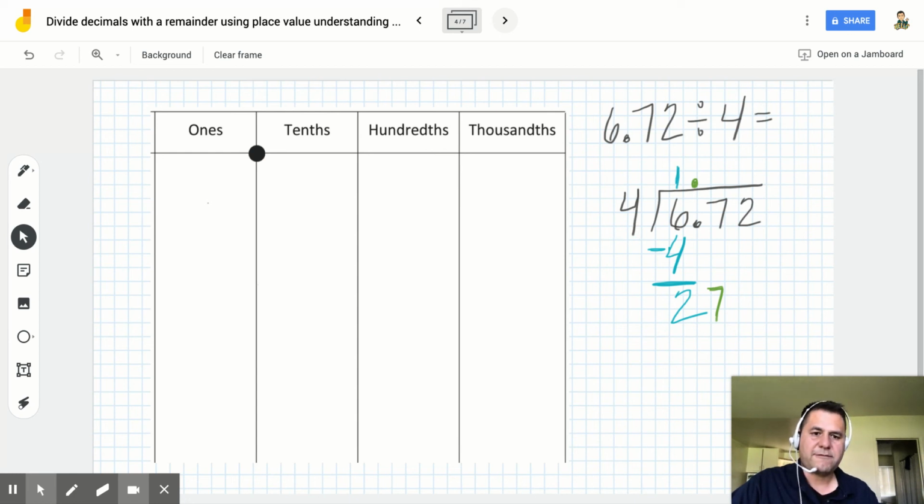Well, I know that 4 times 6 is 24. So 6 would be best, since 4 times 7 is 28. 1 too many. So if I have used up 6 groups of 4, how much did I use up? Right, 6 groups of 4 is 24. How many are left over? 3.